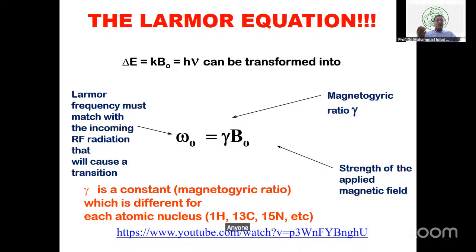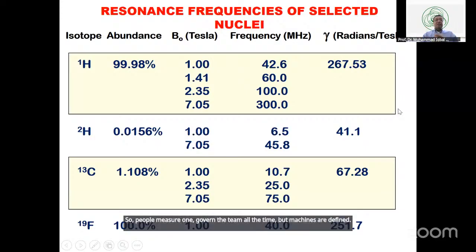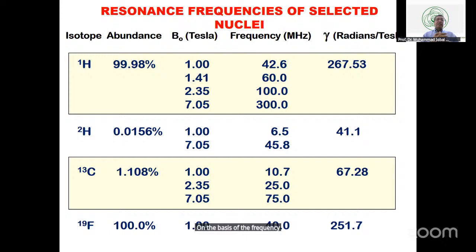NMR machines are defined on the basis of the frequency of proton. Why they do that, I have no idea. I think it's more historical than anything else, because you can see that for carbon-13 it is just 1/4. So people measure carbon-13 all the time, but machines are defined on the basis of the frequency which they get out of the proton element.